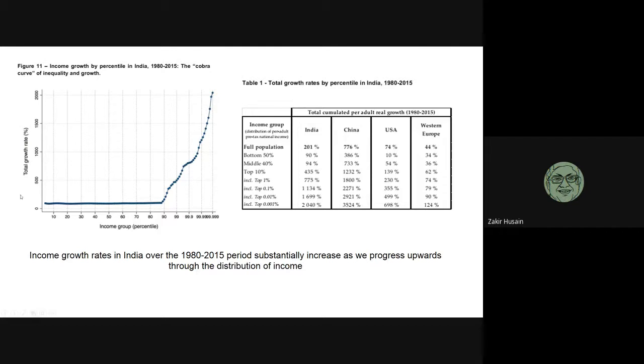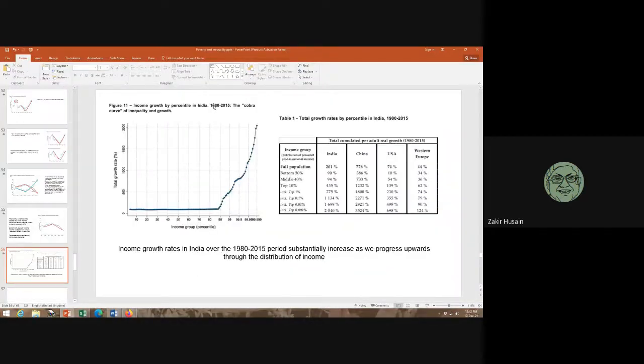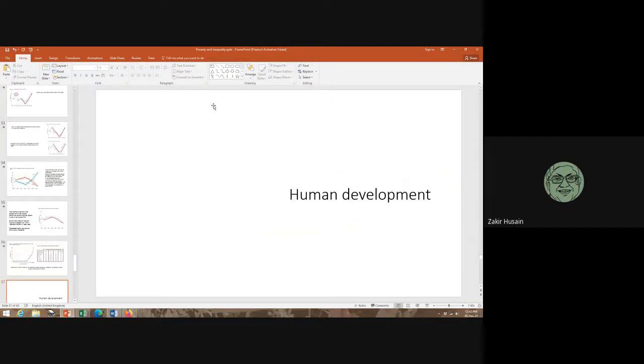If you look at the growth in per capita income, it is almost the same till the 90th percentile, then it rises sharply. And you can see that 90, 99, 99.9 is increasing. It is almost becoming vertical. That is why they call it a cobra pattern, the cobra curve. Okay, so I'll post the Chancel-Piketty paper to you.